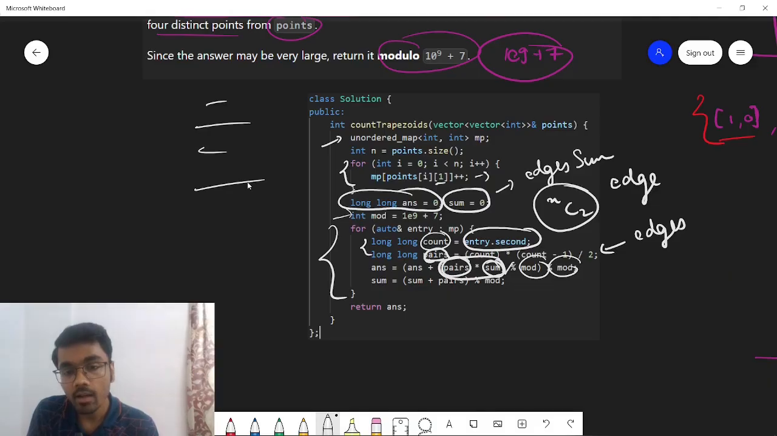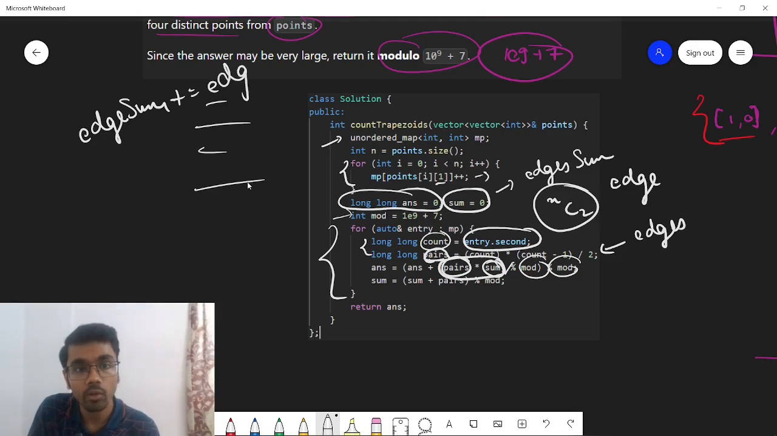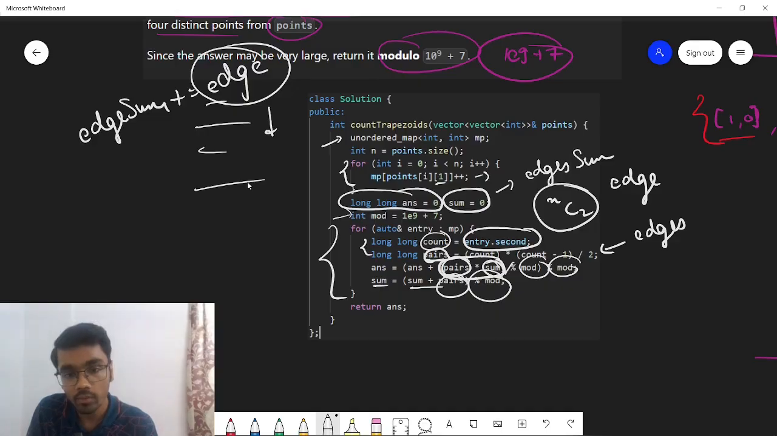In the end, whatever the edge sum was, we also add the current edges to it, because these edges will now become the previous edges for the upcoming ones. So just take sum equal to sum plus pairs and take care of the mod. In the end, just return the answer. So I hope you understand this solution. Thank you for watching.